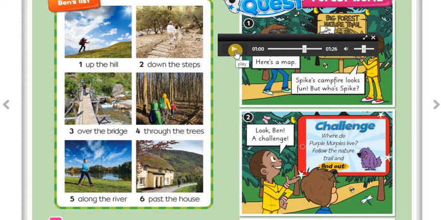We can hear someone walking and saying hi to her neighbor. Which picture is it? It's picture 6, correct? Past the house. Perfect. Listen again.